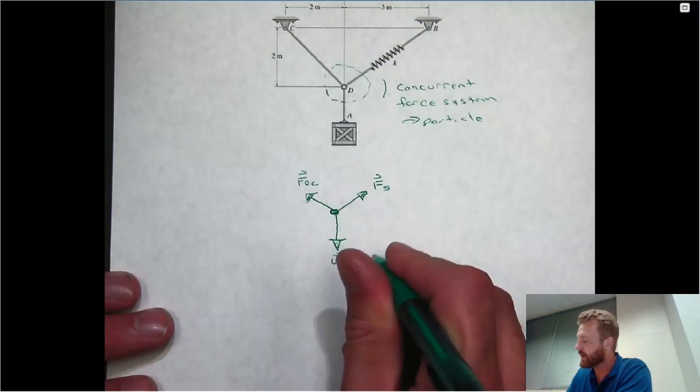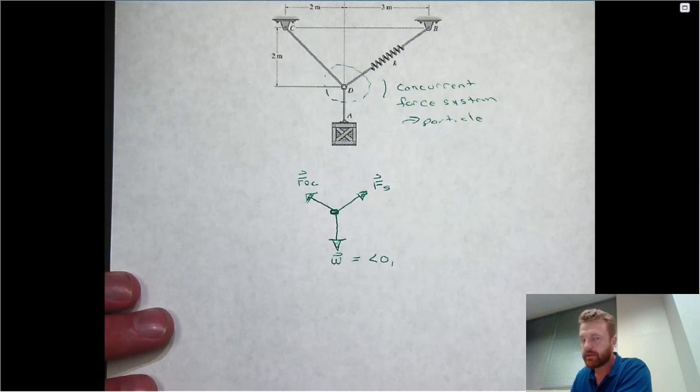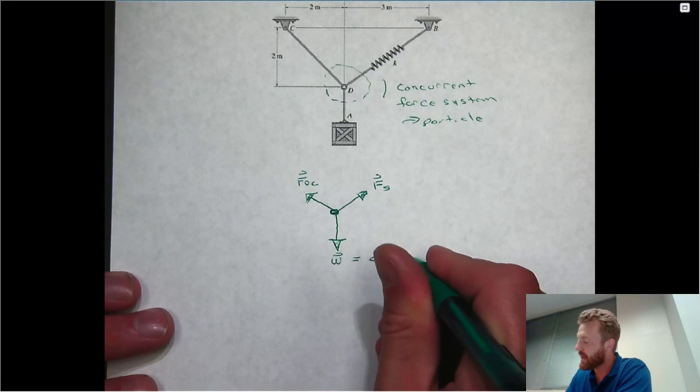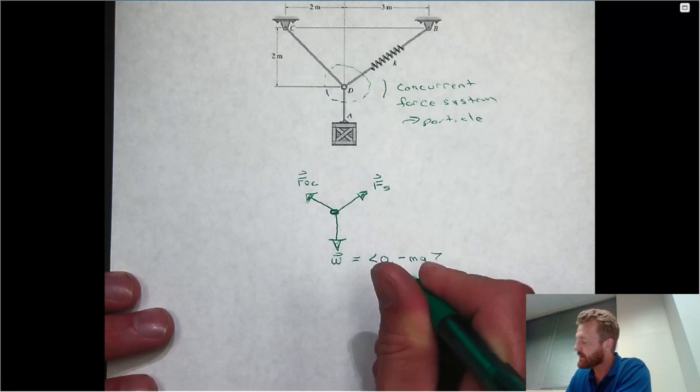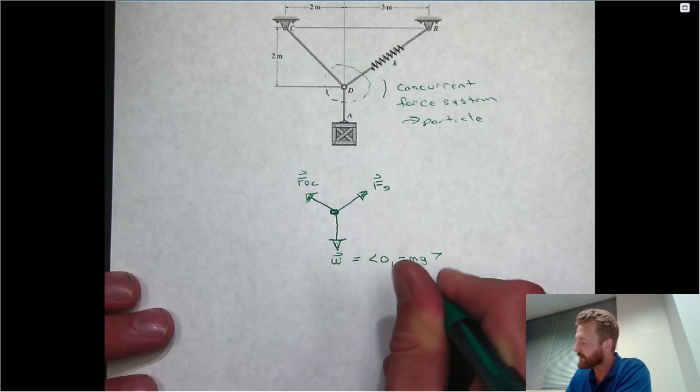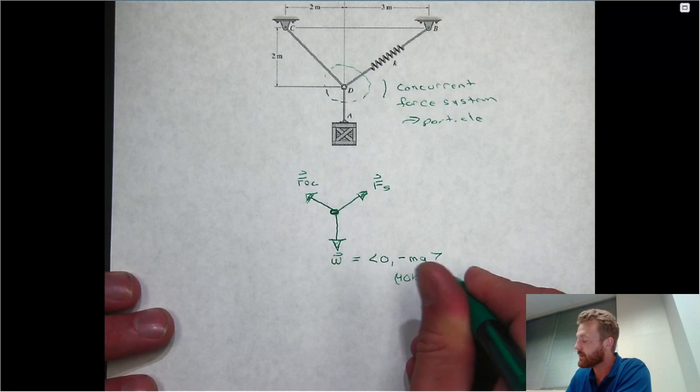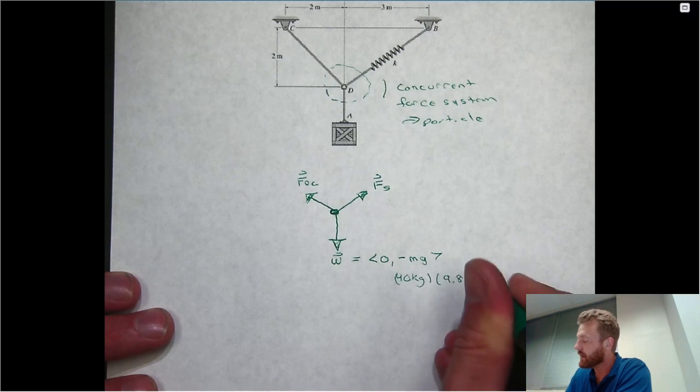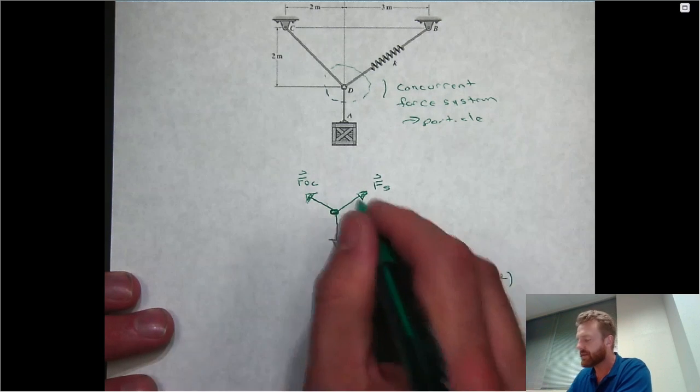So the question is, can we do any decompositions? Well, we know the weight is only directed in the negative y direction. And we know that we're given the mass, in this case 40 kilograms. We're going to use the acceleration due to gravity, in SI units, which is 9.81 meters per second squared.